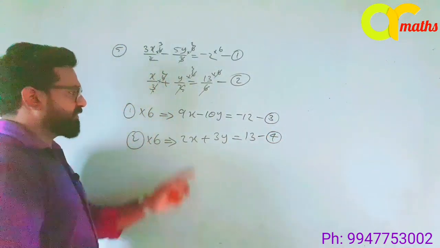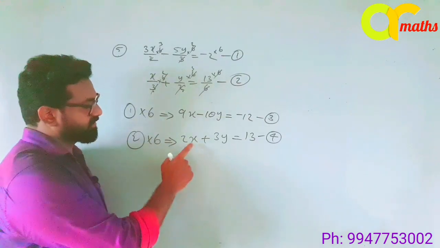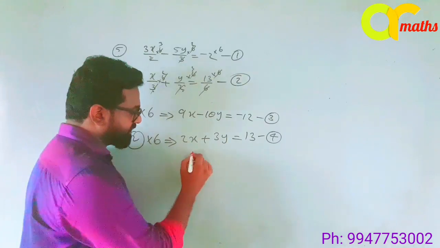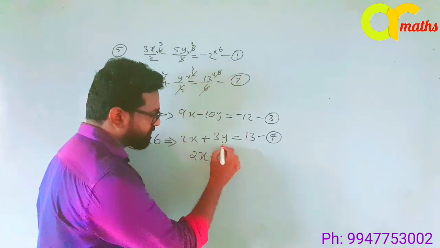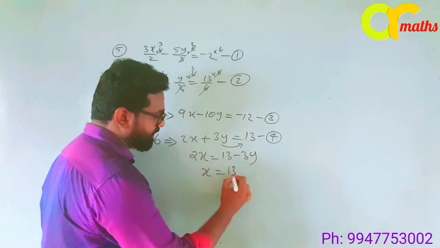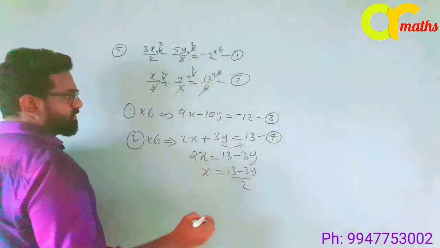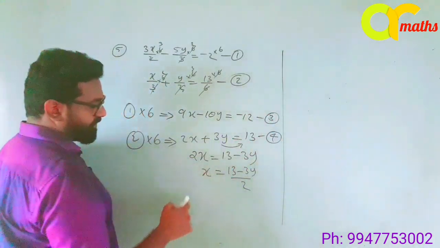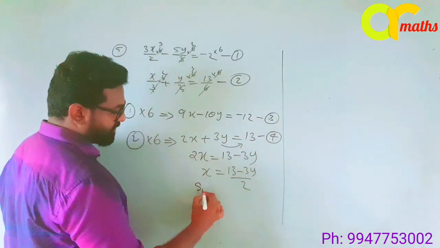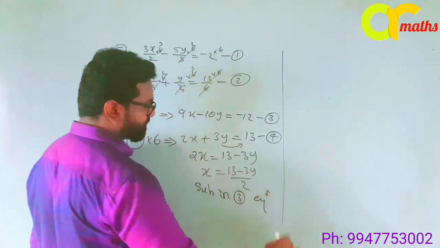Then simplify these two equations. Can you find x? Yes, you can find it from the third equation or the fourth equation. In the fourth equation, what is the value of x? So 2x equal to 13 minus 3y, x equal to 13 minus 3y divided by 2. Ready? Then the value of x, substitute in which equation? Fourth or third? Third equation. Substitute in the third equation. Ready?